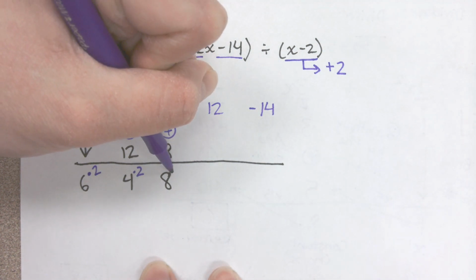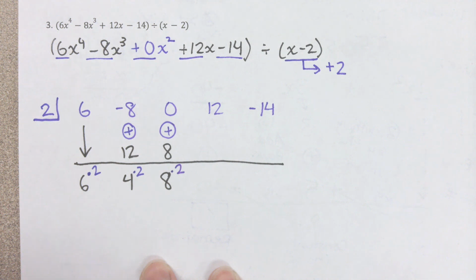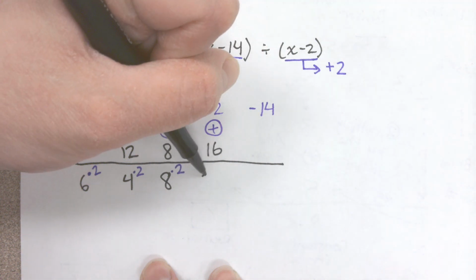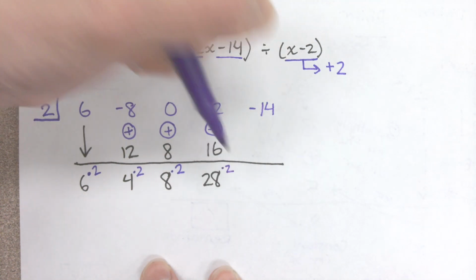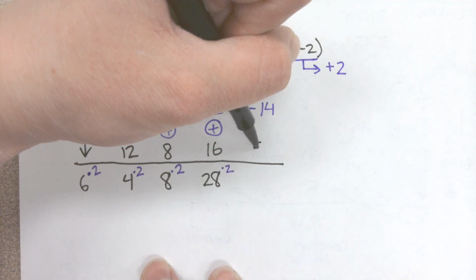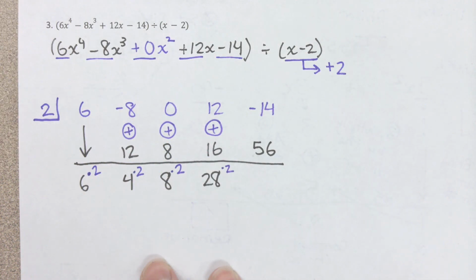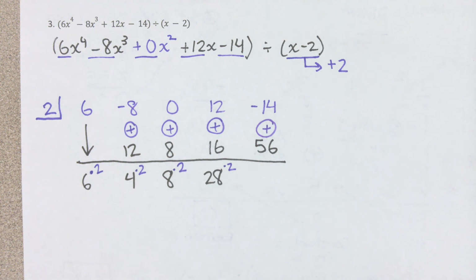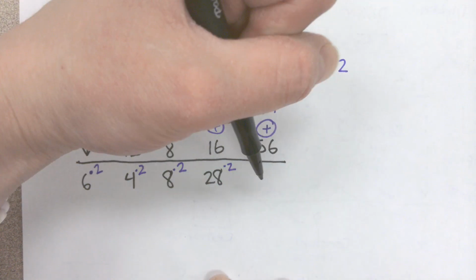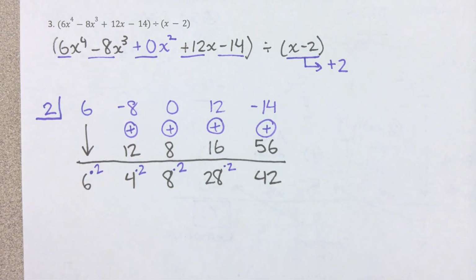Then we multiply again. 8 times 2 is positive 16. And then we add. 12 plus 16 is 28. Repeat one more time. 28 times 2 is 56. And then we add for the last time. Negative 14 plus 56 is positive 42. And I'm out of numbers.